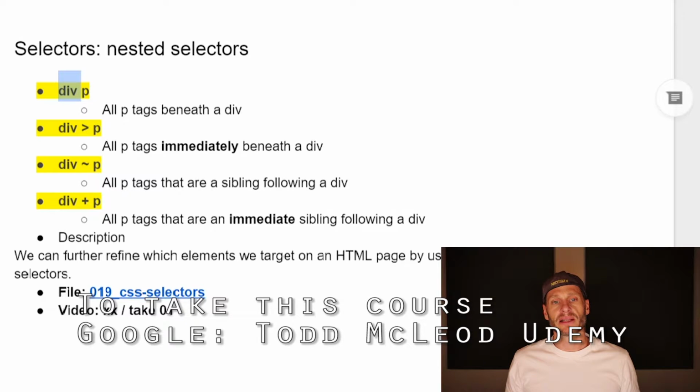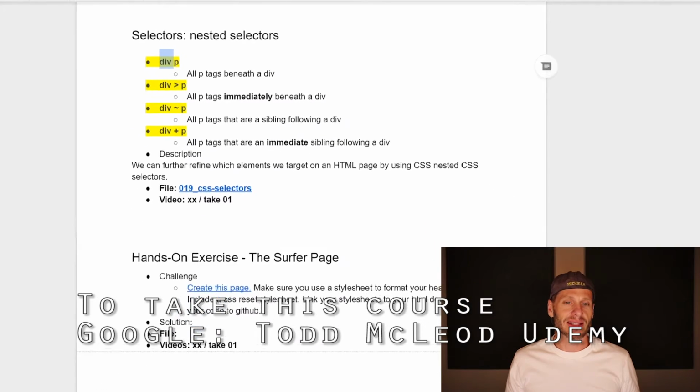And then here's the plus sign. And this is going to be any paragraph that is an immediate sibling following a div. And so the paragraph has to be like right next to it. It's like +1. There's that phrase +1 when you RSVP or whatever. Like, yes, I will attend +1, meaning I'm bringing a guest. It's like plus just one more. That's it. Right? That's how the plus works.